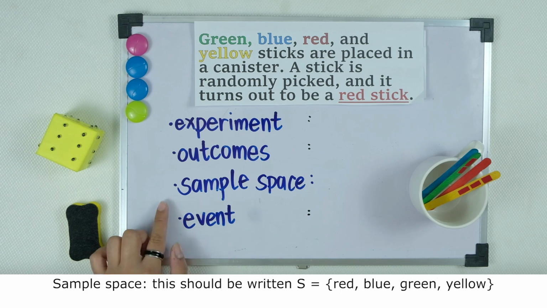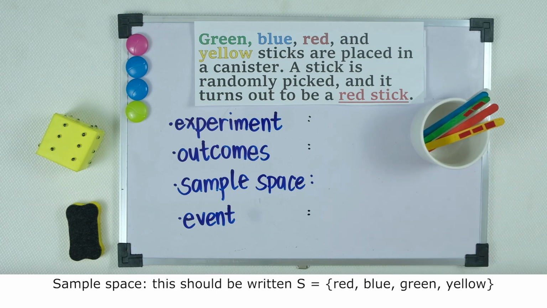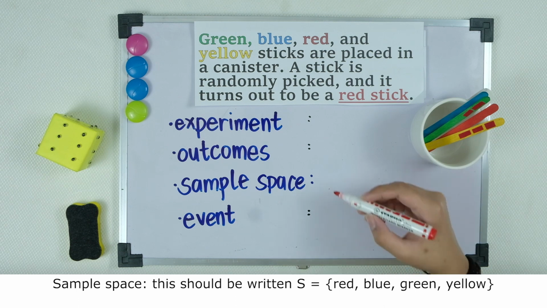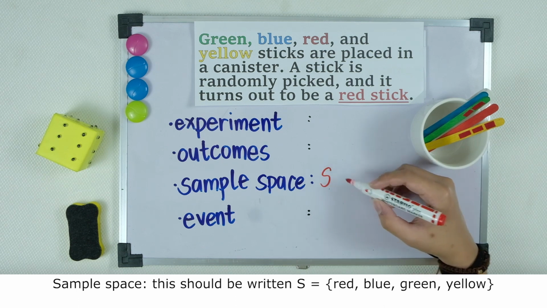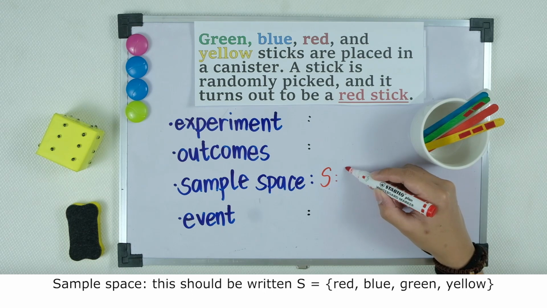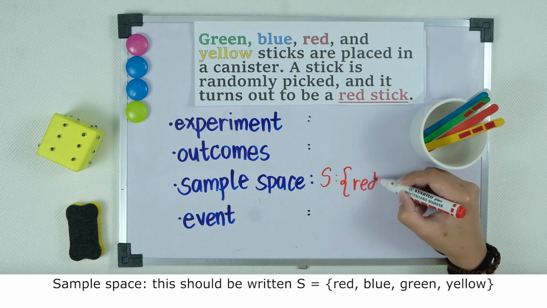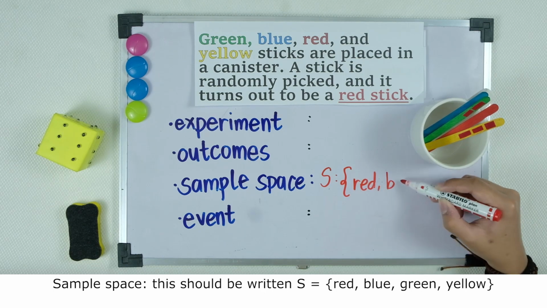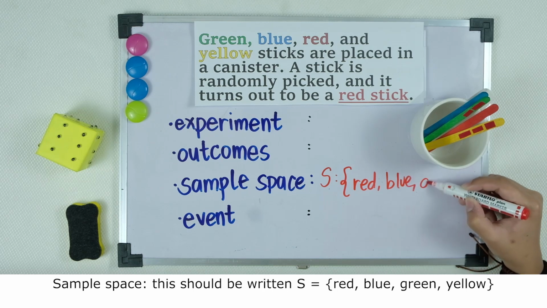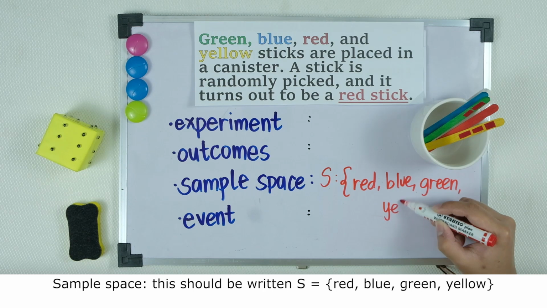Next would be the sample space. If we have 4 possible outcomes, how should we write the sample space? Again, sample space is denoted by a capital letter S. Now, we have red, blue stick, green, and yellow.